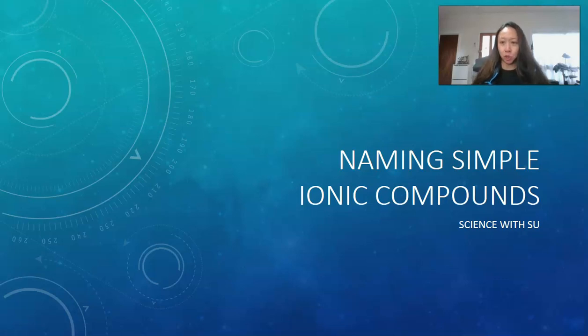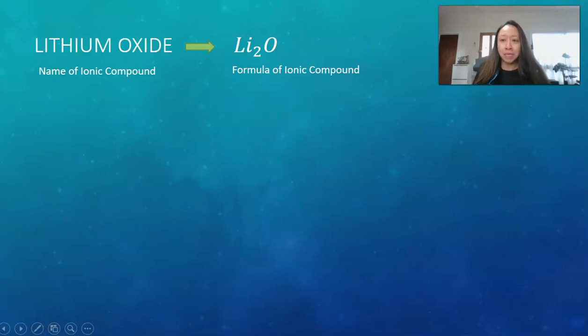My name is Miss Sue, and today we are learning how to name simple ionic compounds. Let's get started. Basically today what we're doing is we are converting the name of an ionic compound to its related formula. In this situation, the name of an ionic compound is lithium oxide. So how are we writing the formula for lithium oxide?